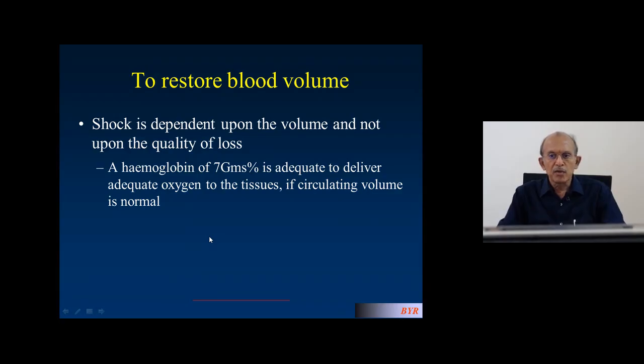What is the rationale of giving fluid when blood loss is there? The rationale is a hemoglobin of 7 grams per deciliter is adequate to deliver adequate oxygen to the tissues if the circulating volume is normal. So our intention is to keep the circulating volume normal, even by diluting hemoglobin. If the volume is maintained, the patient will not go into shock.